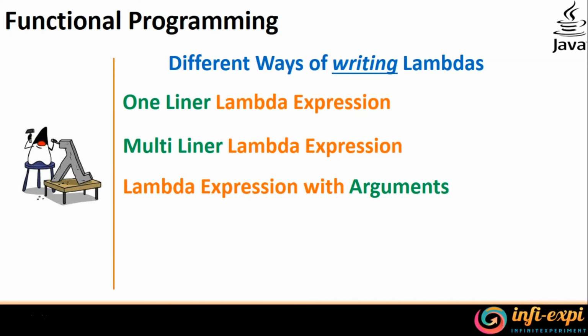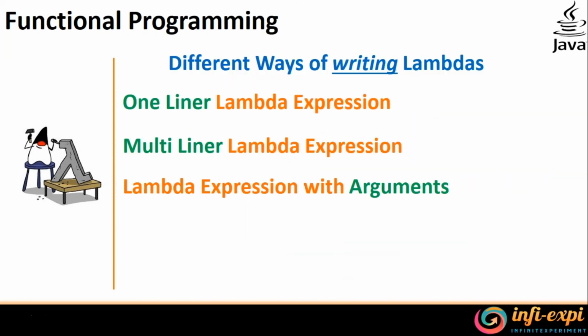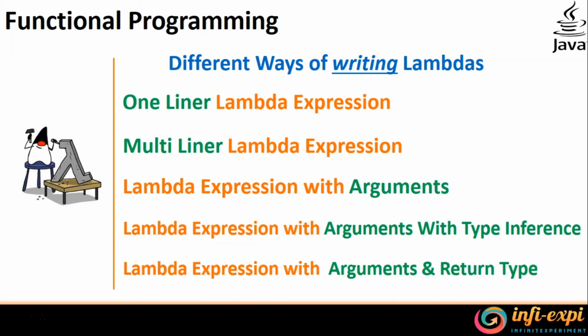Lambda expressions with arguments. If you see the previous line of code, this run method doesn't take any argument. Practically, a run method never takes any input. But you can have a function which takes an input also, that means an anonymous function with an argument. Then there is a lambda expression with argument and type inference. What is type inference? We will see that in later videos because it's too early to understand that terminology. The next is a lambda expression with arguments and a return type also.